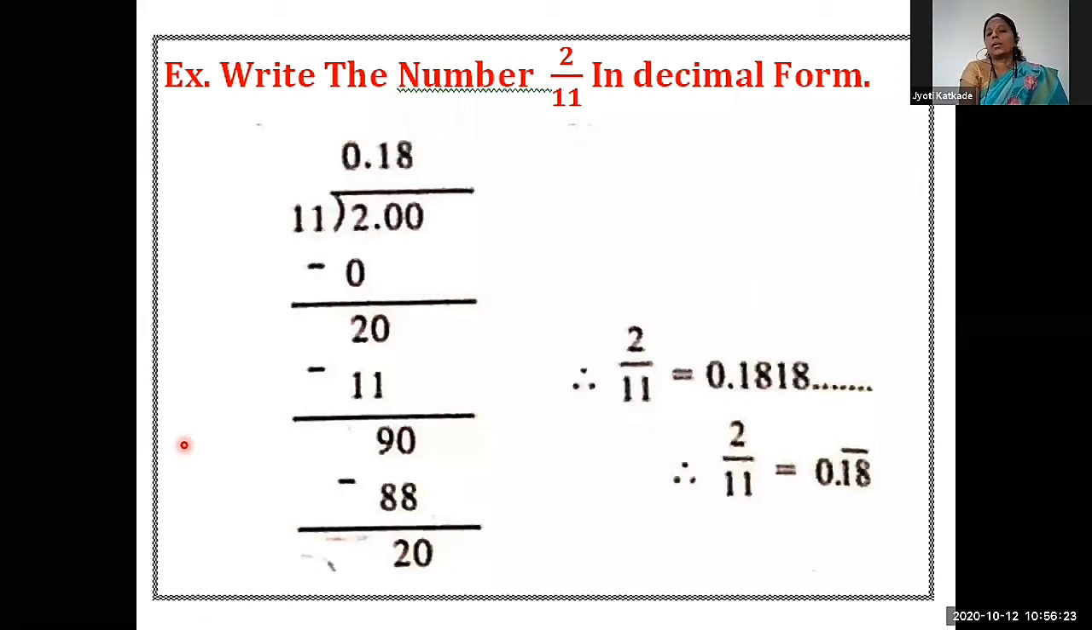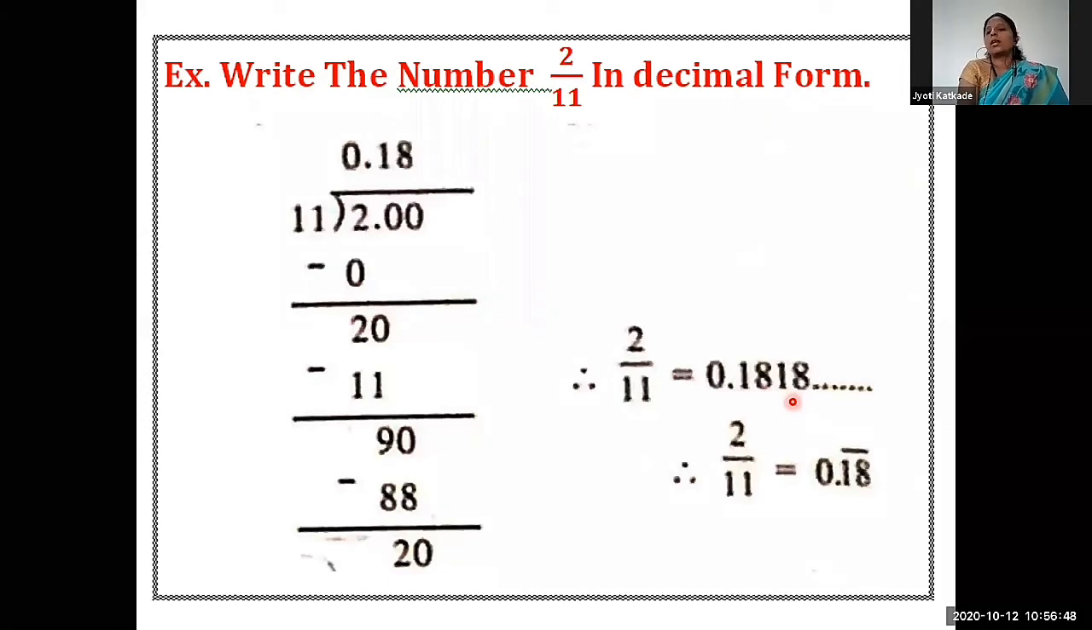When we take 11 ones are 11 again, we get 90. After that, we take again 11 8s are 88. Means these steps are repeating there. Means in the quotient 1 8 1 8, these values are repeating, and this form is called a recurring form. Means after the point, 1 8 1 8 is repeating.